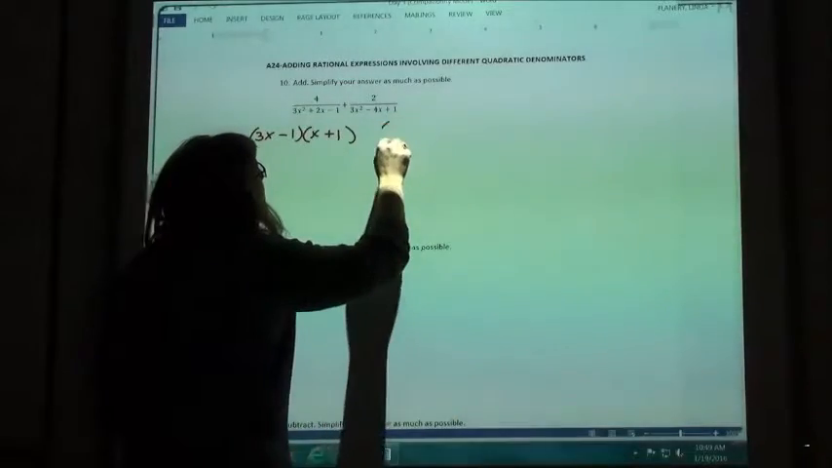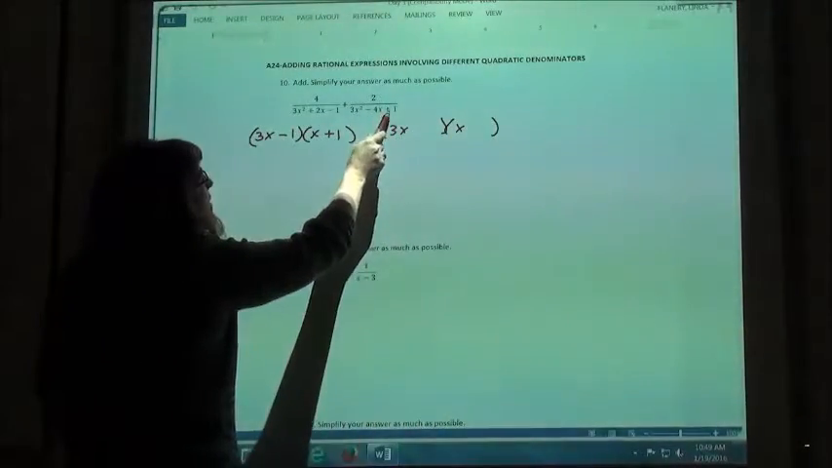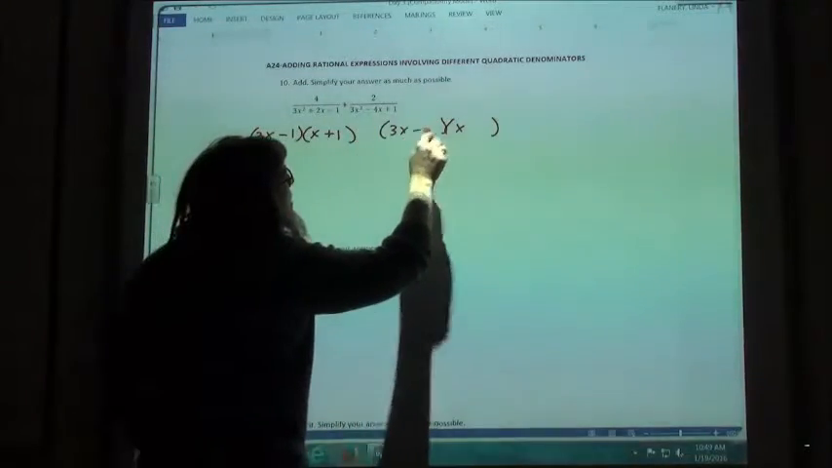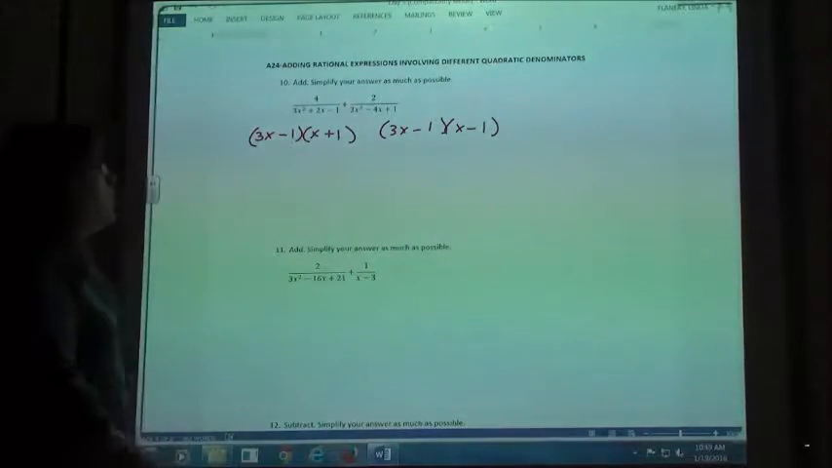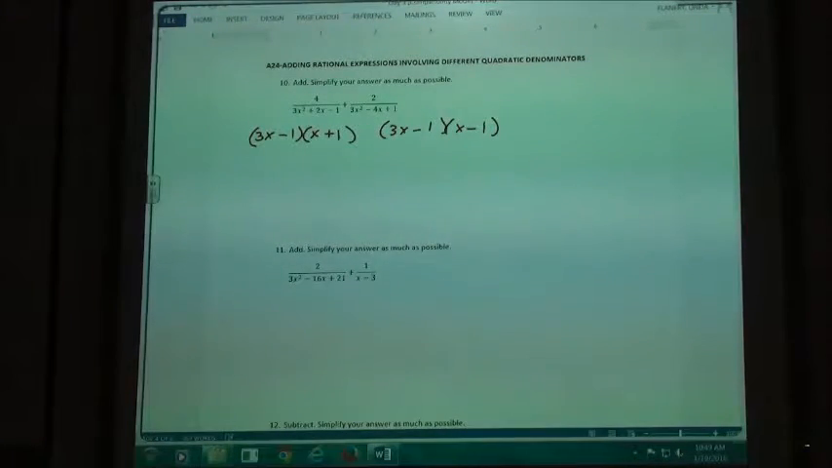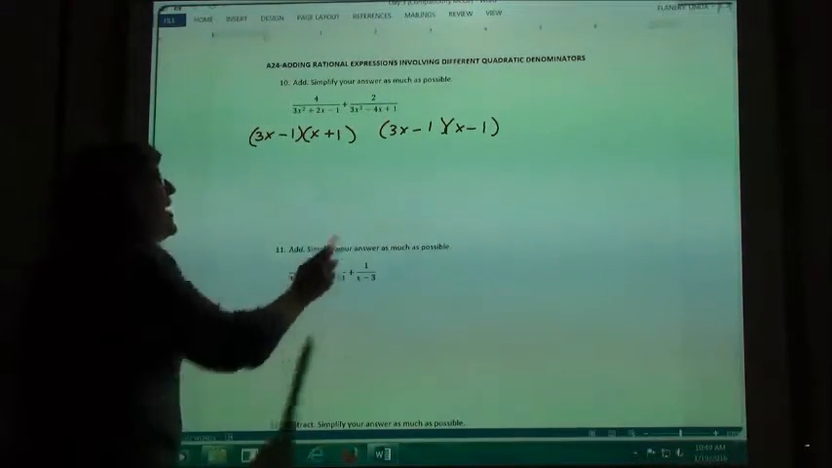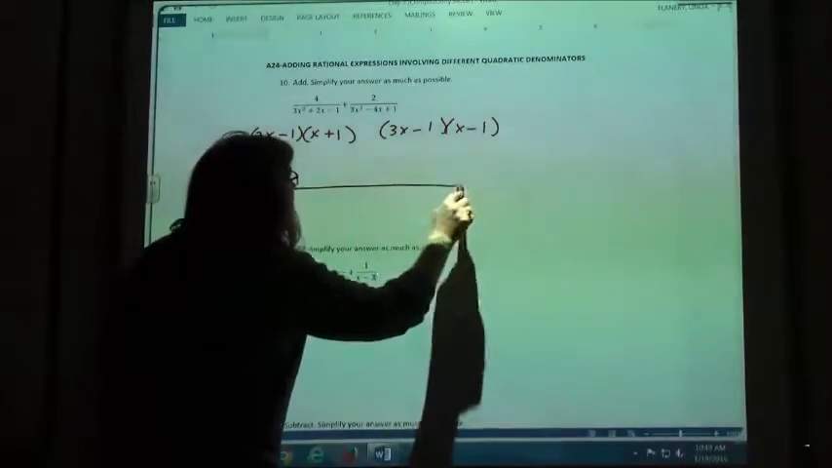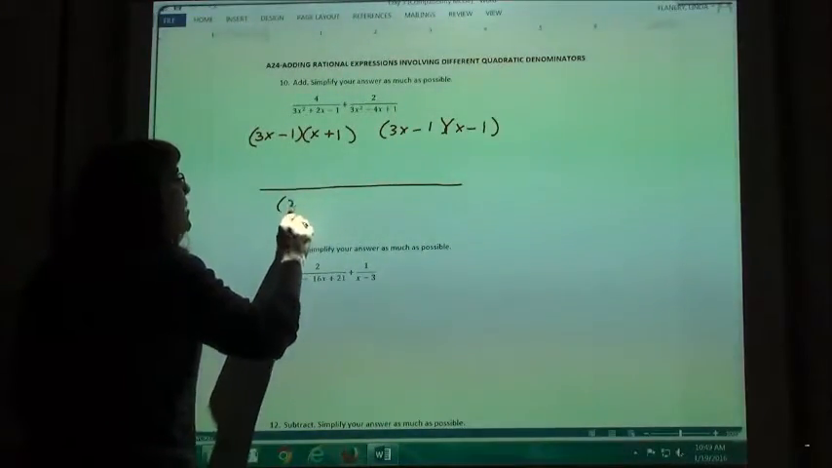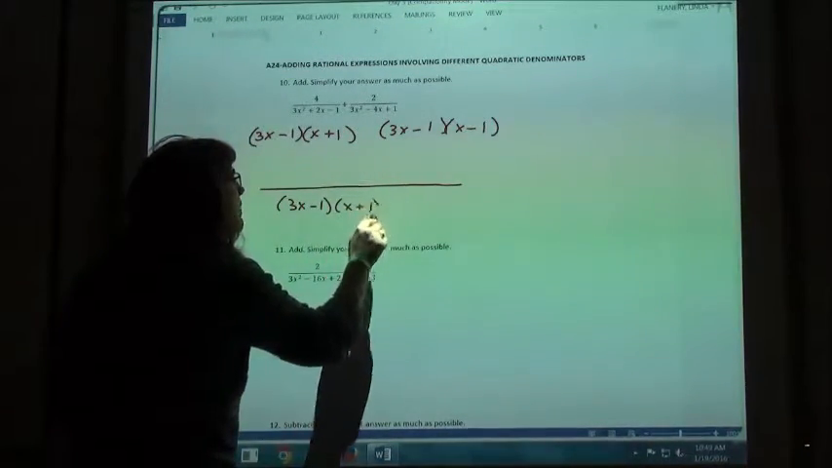Factoring my second one, 3x and x. This time my end is a positive, so I know they're both going to be a minus and a minus. And again, factors a 1, 1, and 1. So one denominator has 3x plus 1. The other one has 3x minus 1, 3x minus 1 times x plus 1, and 3x minus 1 times x minus 1. So my common denominator, I have the 3x minus 1 and the x plus 1 from my first fraction.